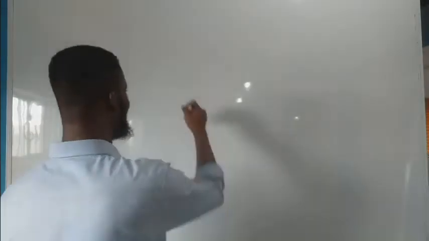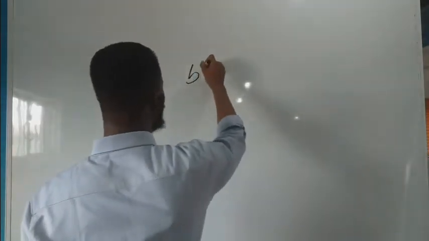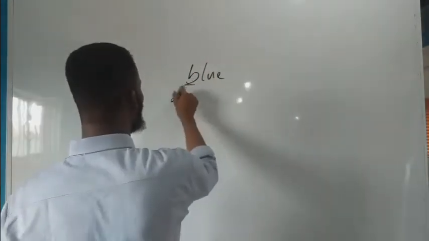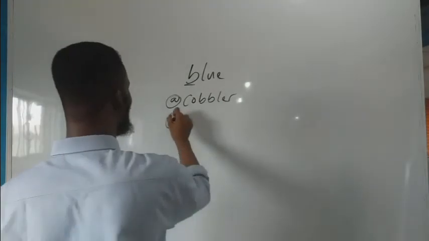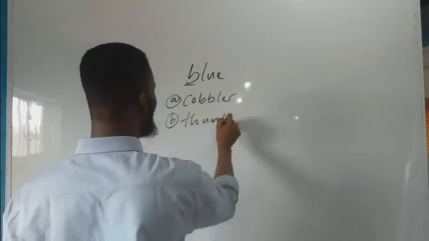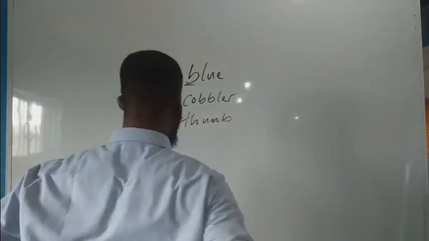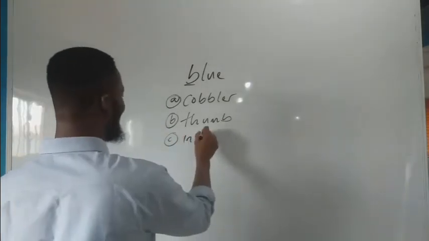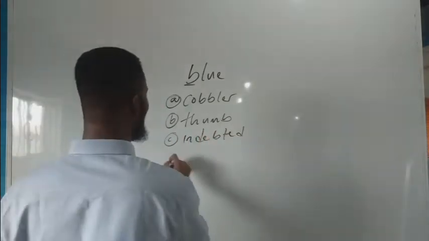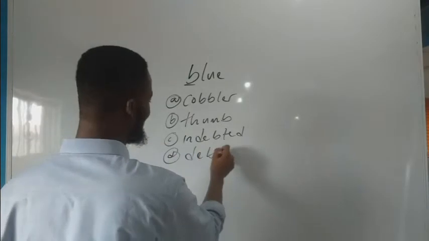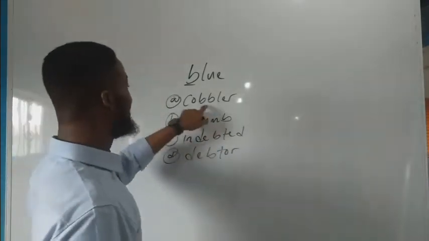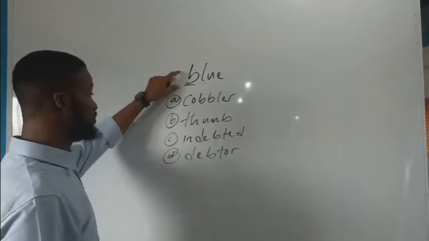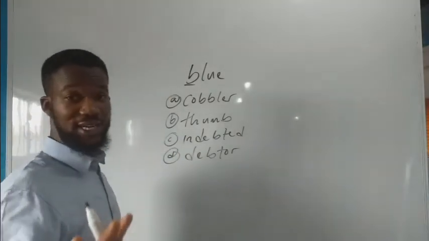Look at this. We have B, B-L-U-E, and option A is C-O-B-B-L-E-R. Option B is T-H-U-M-B. Option C is I-N-D-E-B-T-E-D. And option D is D-E-B-T-O-R. You get confused because you are seeing B, B, B, B everywhere, but we're looking for the same B. If you understand the rule, you get the answer straightforward.